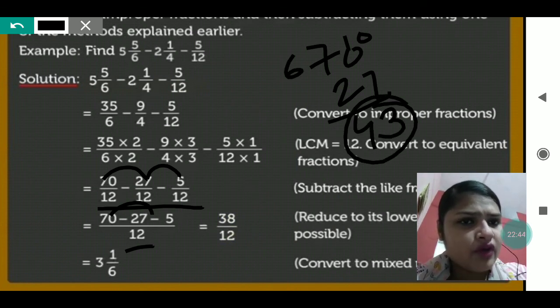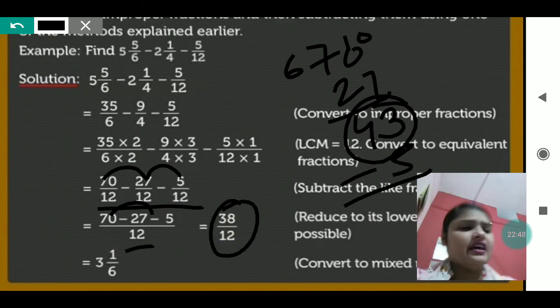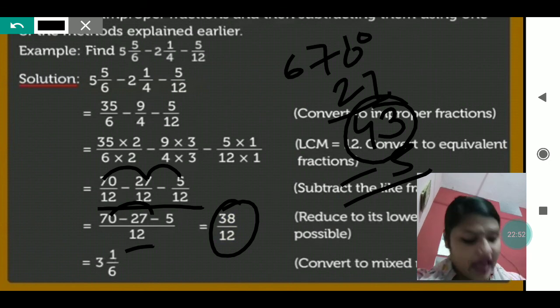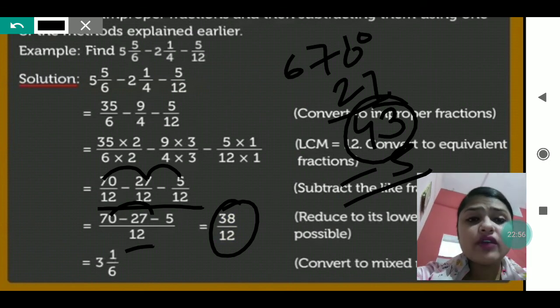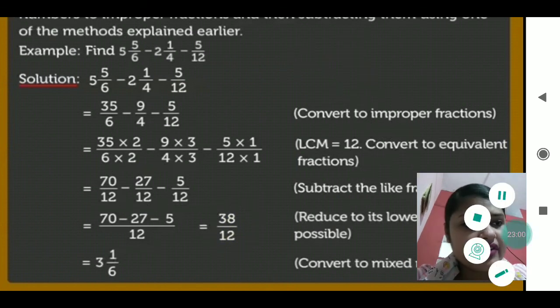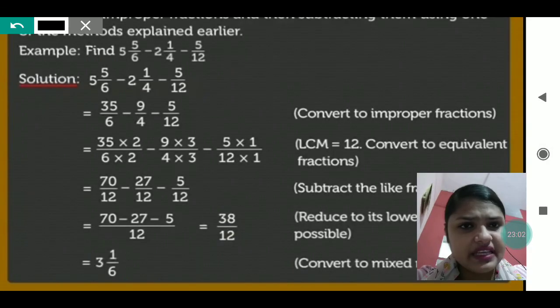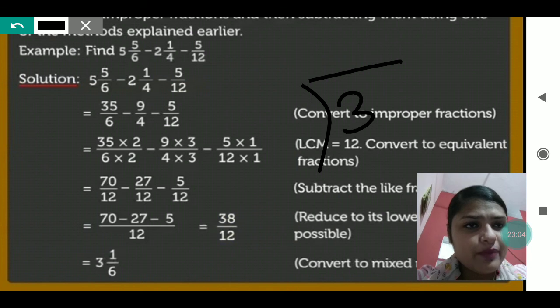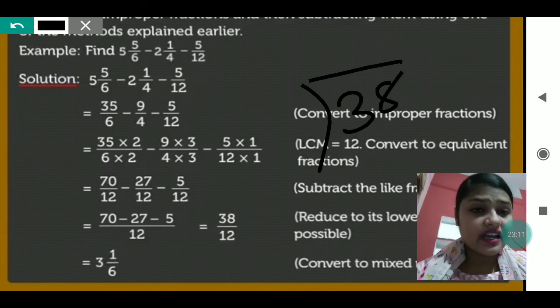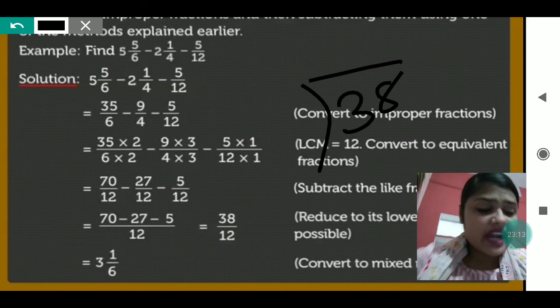So 43. Now from that 43 you subtract 5. Now you will get 38, so 38 by 12. This is an improper fraction. So what you will do? You will convert it into a mixed fraction. So what is the rule of converting a number into a mixed fraction? Very easy. Divide both the numbers. The numerator will become the dividend and the denominator will become the divisor.